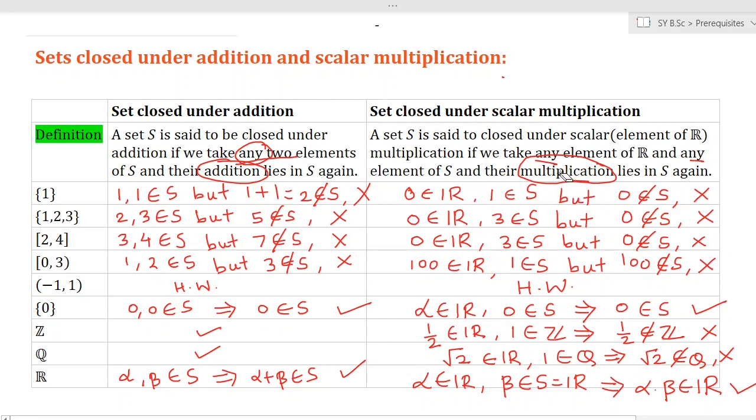Similarly, the scalar multiplication also may not be usual multiplication. It may be scalar multiplied by a matrix, scalar multiplied by some sequence, and so on. So in the next class we will see the definition of vector space. So thank you.